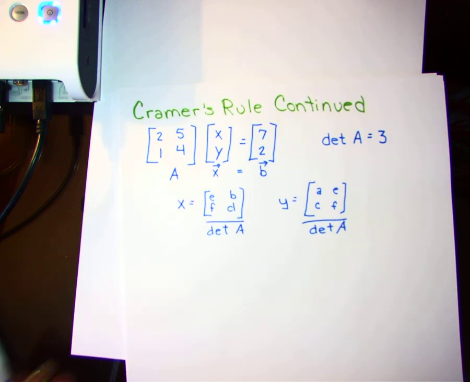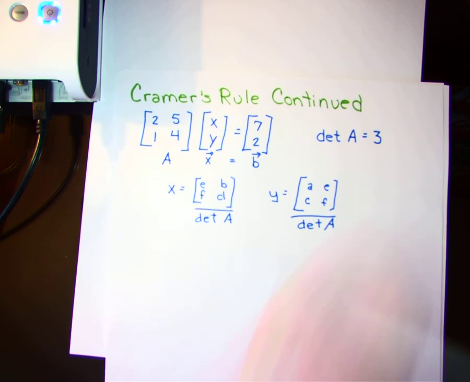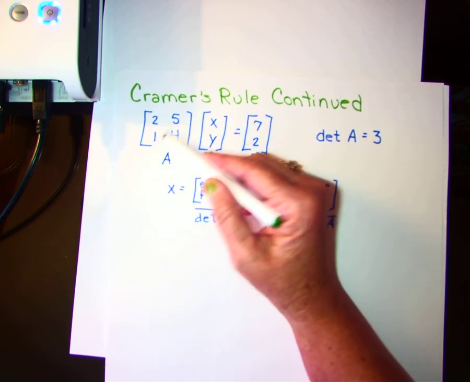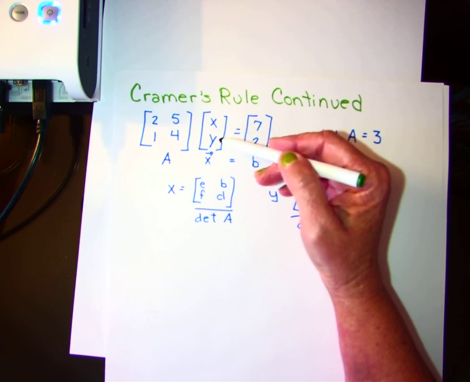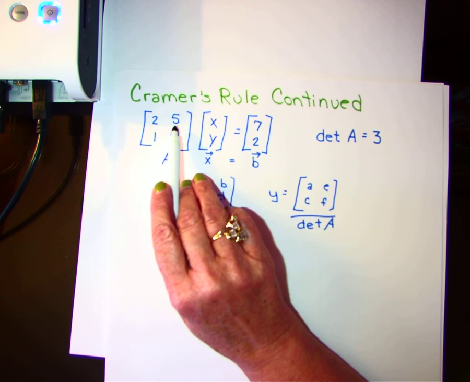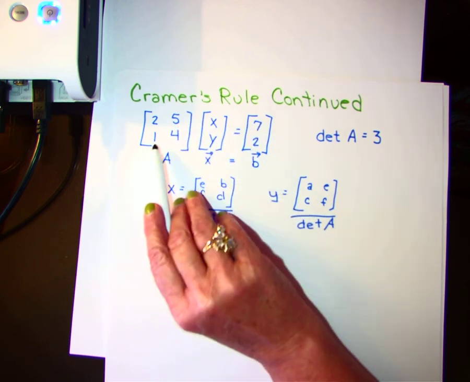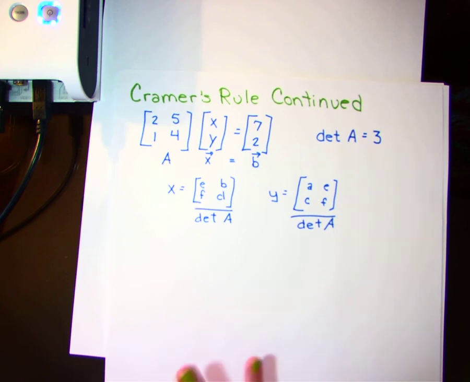Okay, this is a continuation of Cramer's rule. Again, this was our initial matrix. We had 2, 5, 1, and 4. Our vector is x, y. Those are our two variables, and our answers are 7 and 2. So 2x plus 5y equals 7, 1x plus 4y equals 2. Remember, that's where we were.